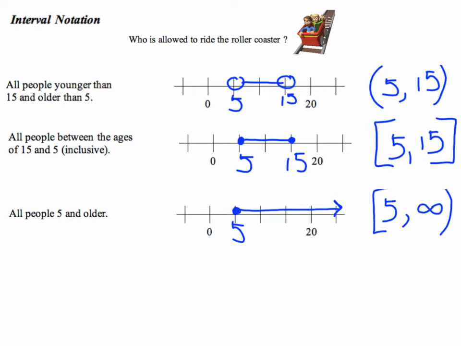The second one, all people between the ages of 5 and 15 inclusive, means that the ages 5 and 15 are included. So the circles at those points, 5 and 15, are shaded in, and since they're included, we use square brackets. All people 5 and older means that 5 is included, so we represent this from 5 to infinity. And infinity never ends, that's why we use the curved bracket for infinity.